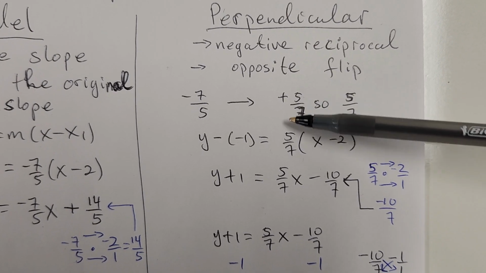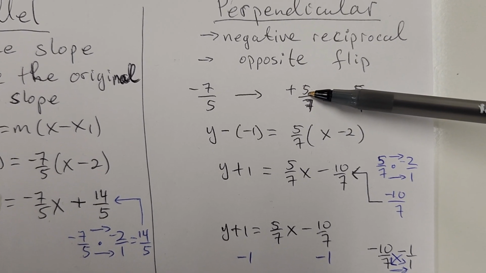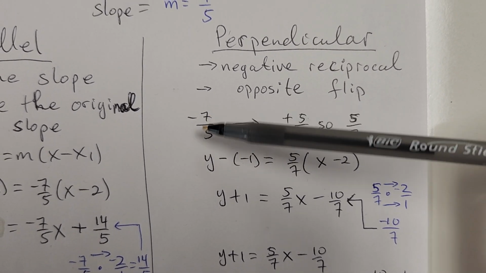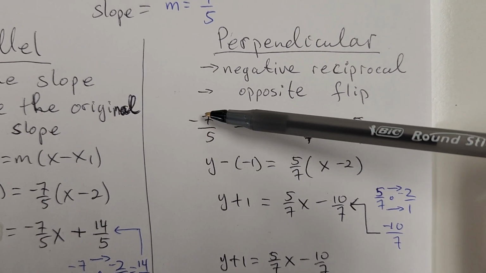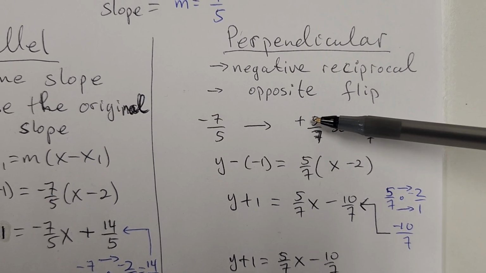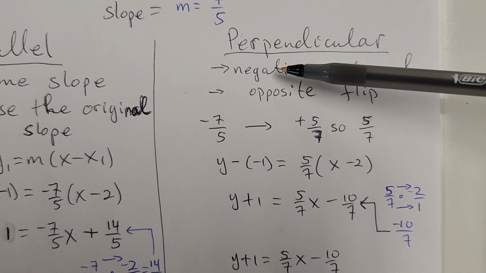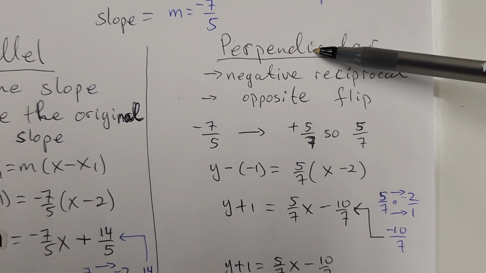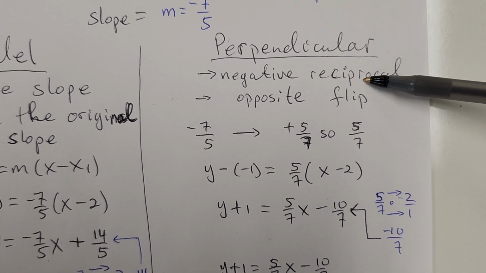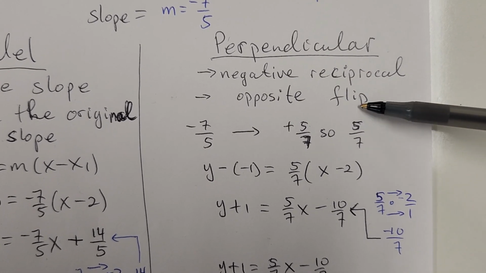Okay, so this is the one that we are going to use. Do not go back to negative 7/5. You are going to use positive 5/7 because of perpendicular. Perpendicular means negative reciprocal or opposite flip.